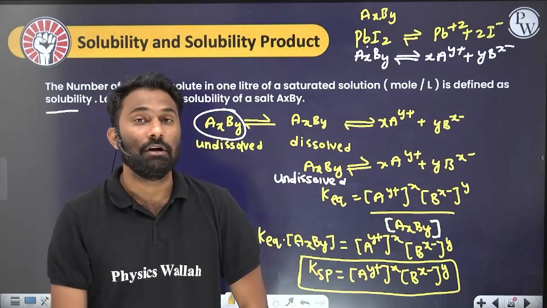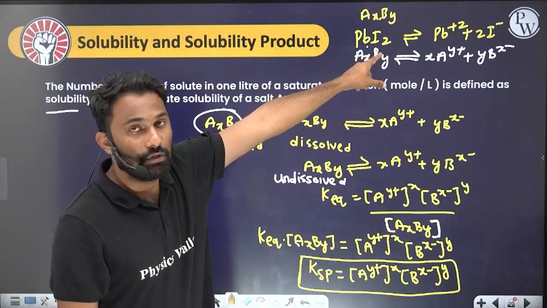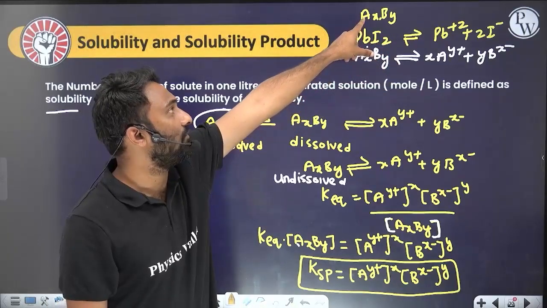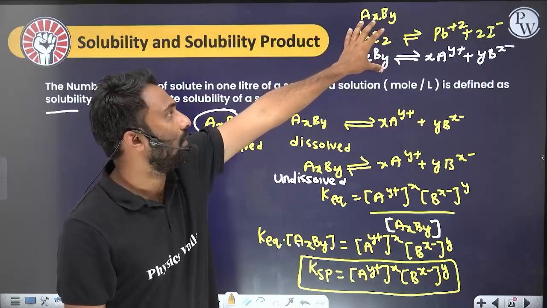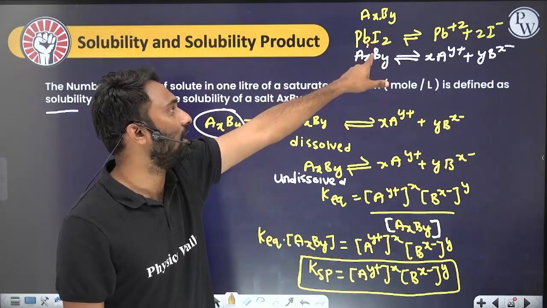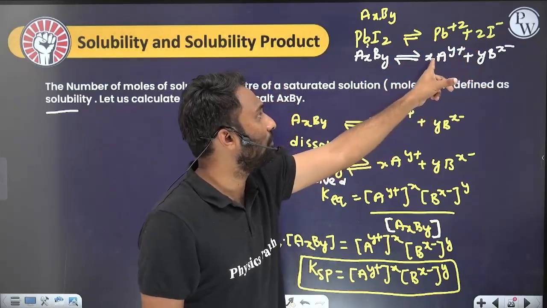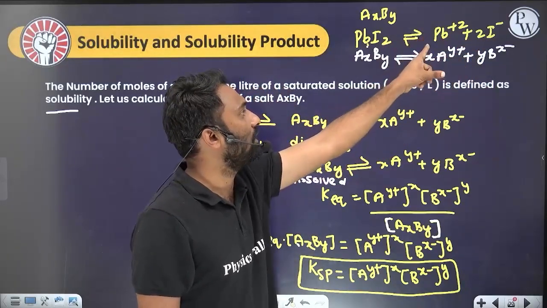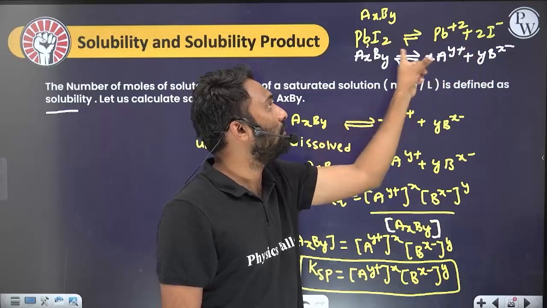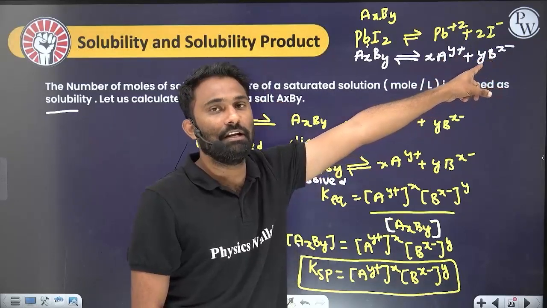Now, if a PbI2 salt is given, how do we find the solubility product? This PbI2 is in the form of an AxBy type salt. Here A is Pb, B is I, x value is 1, y value is 2. It will be dissociated into Pb2+ plus 2I minus. Here x value is 1, and A is Pb2+. Y is 2, here also 2, and B is I. In this manner it will be dissociated.